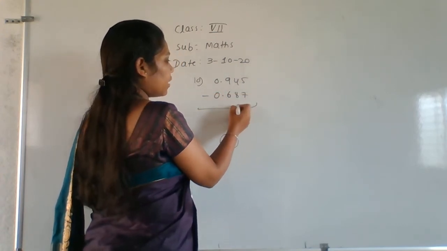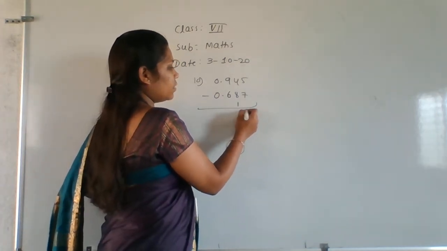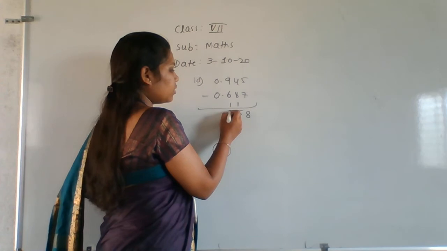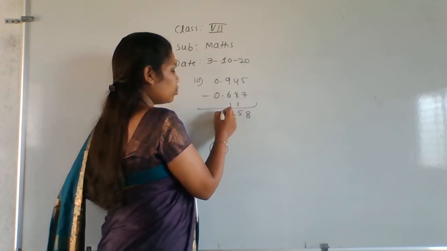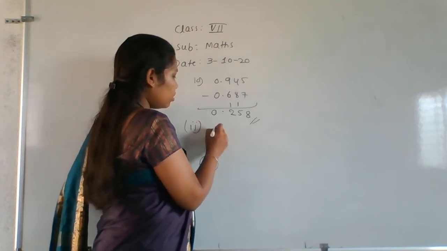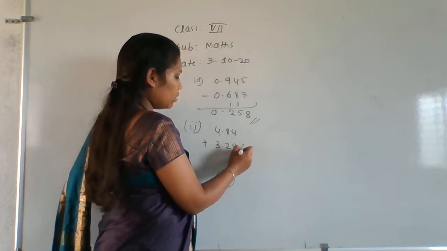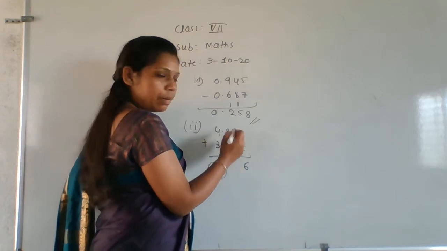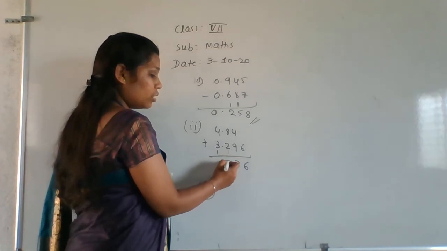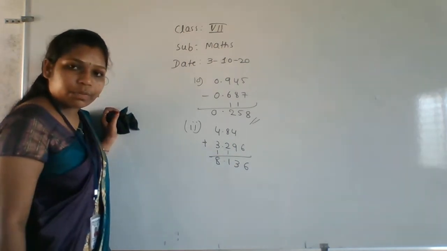687. Subtract. 5, 15 minus 7 is 8. 14 minus 9 is 5. 9 minus 7 is 2. The answer is 0.258. Okay, next, the second one, 4.84 plus 3.296. Here 6, 9 plus 4, 13, 8 plus 2, 10, 10 plus 1 is 11, 4 plus 4, 8.